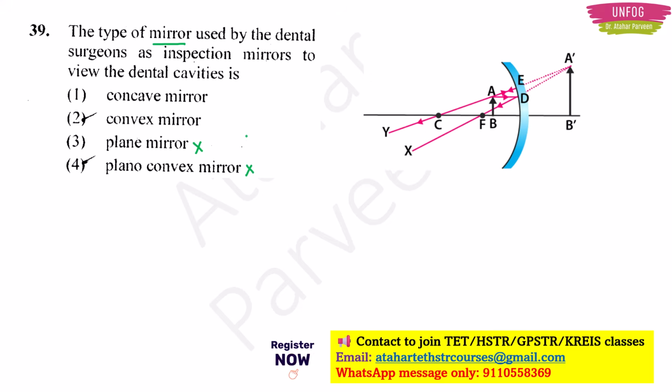Here you should understand that in a concave mirror, if you keep the object near the mirror, then you will get the enlarged image. And in a convex mirror, you will get the diminished image. So that's why, what is the mirror by which the dental cavities can be viewed? The dental surgeon should use a concave mirror. You have to remember this type of application based concepts and examples, because some questions will be application based in your question paper. I am talking about HSTR also, GPSTR also, and KREIS also.